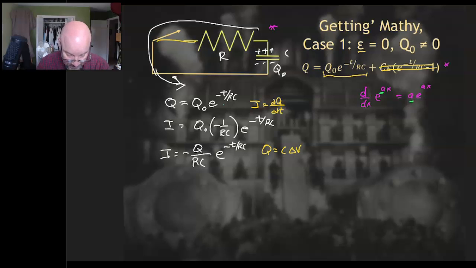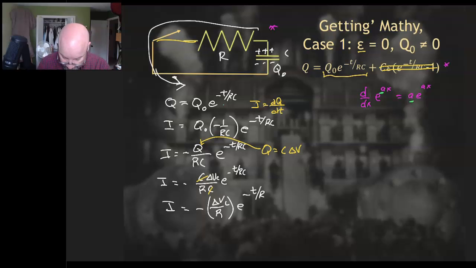Now I want to take this expression for Q and plop it in right up here. So I'm going to get minus C delta V over RC, and you can see my C values are going to cancel there. So I get this nice thing right here, minus delta V over R, and that's the voltage on the capacitor, by the way, times e to the minus t over RC.